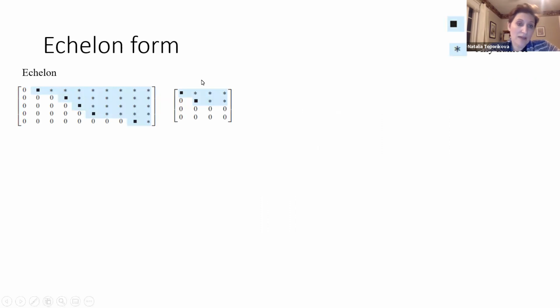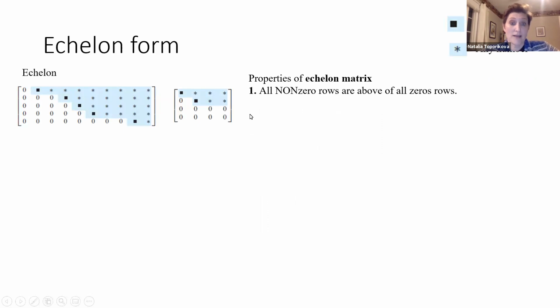It's basically matrices with a lot of zeros, but very, very well organized zeros. For example, all non-zero rows of the echelon matrix are always above full zero rows. So for example, here we have matrices without zero rows, but the second one on the right has a bunch of zero rows at the bottom, but the non-zero rows are above it. Then there is always a leading entry, which is basically any non-zero number.